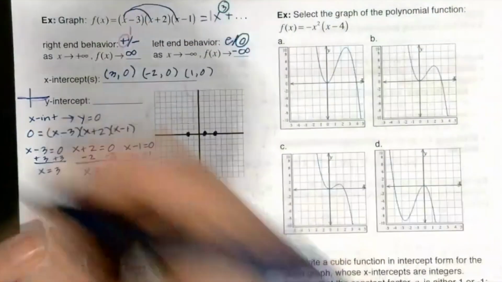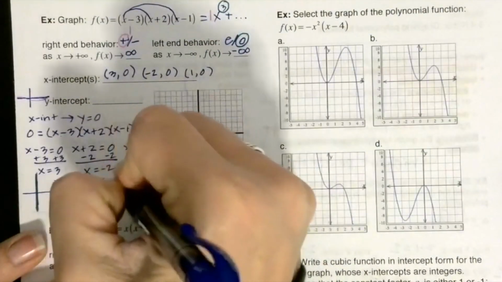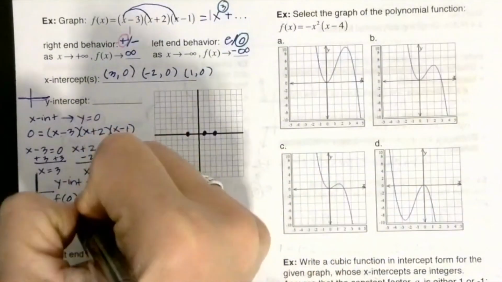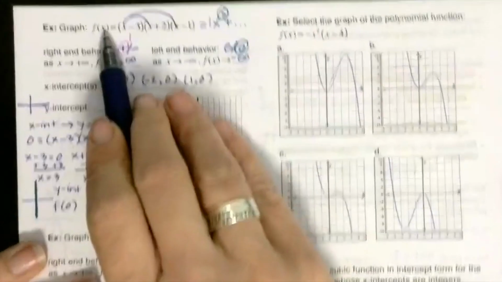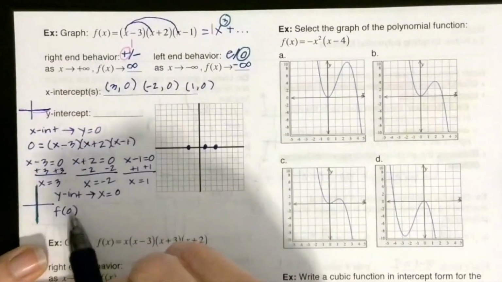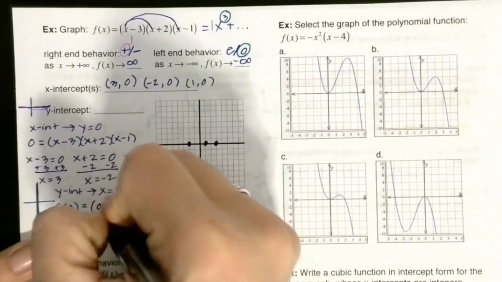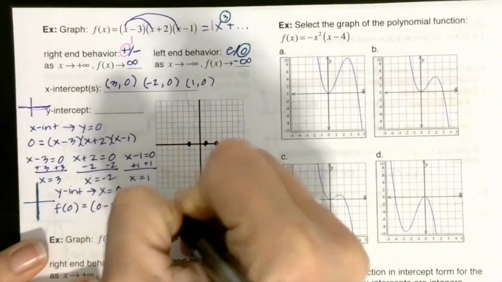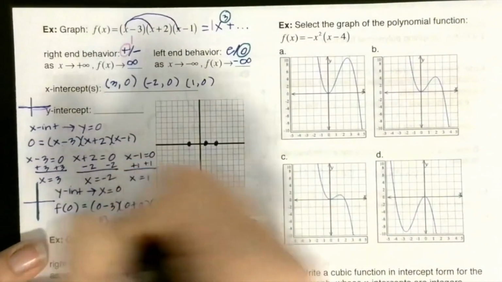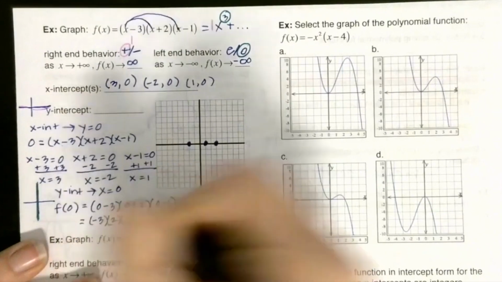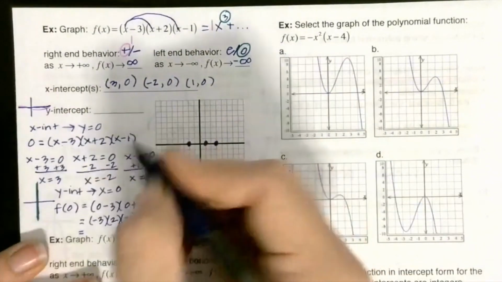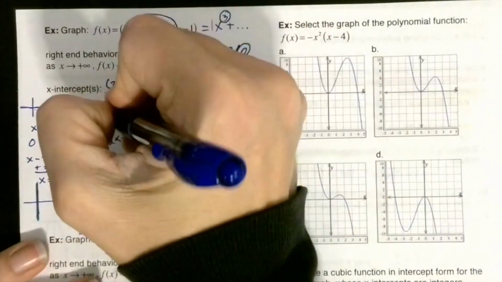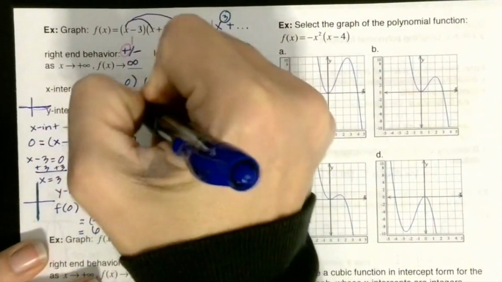Now for the y-intercept, your x-coordinate is 0. So this is what we do. We plug in 0 because this says here's the x and it's going to be 0. So we get 0 minus 3 times 0 plus 2 times 0 minus 1. That's -3, 2, and -1, which is going to be +6. So the x is 0, the y is 6.